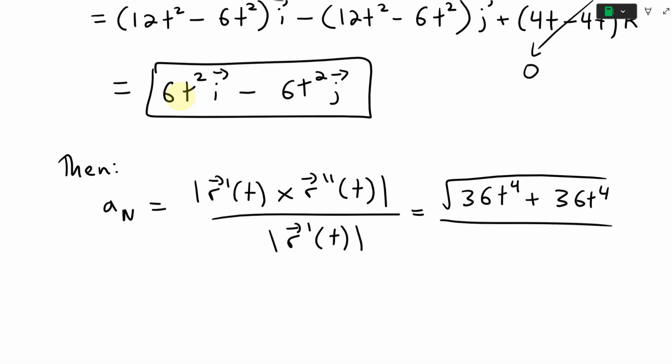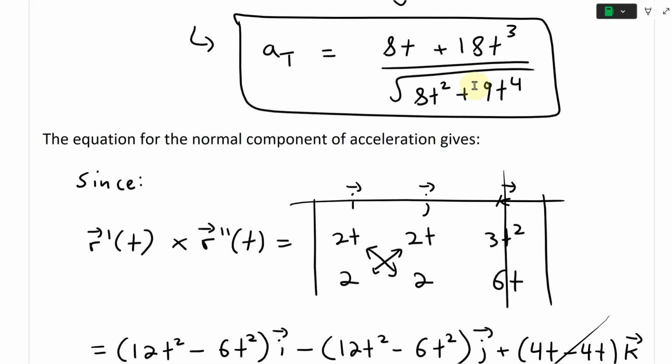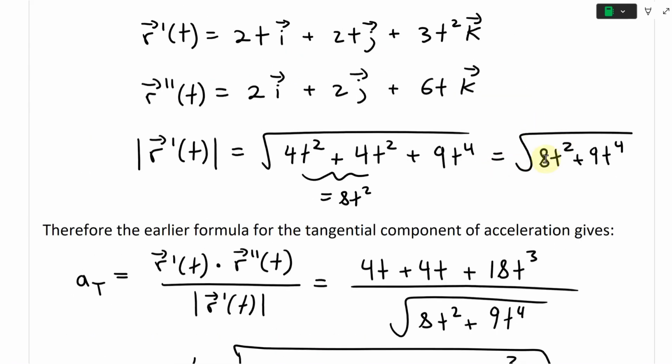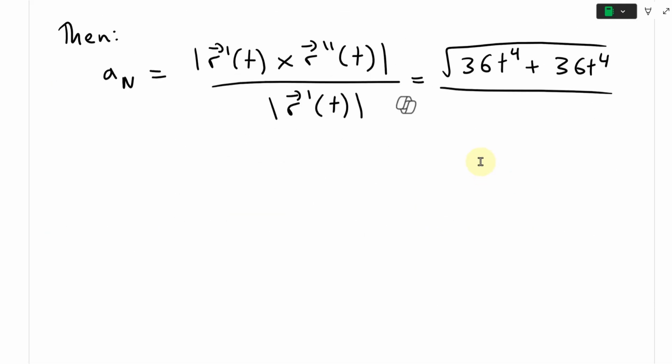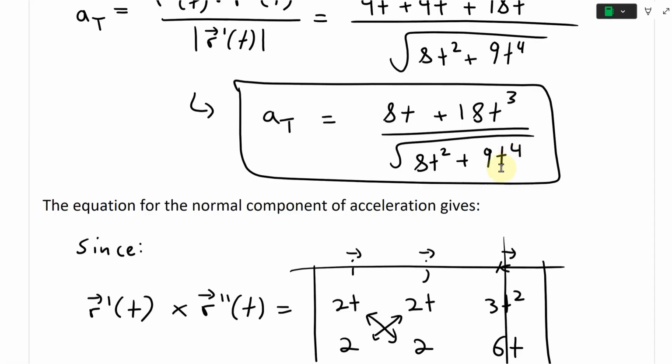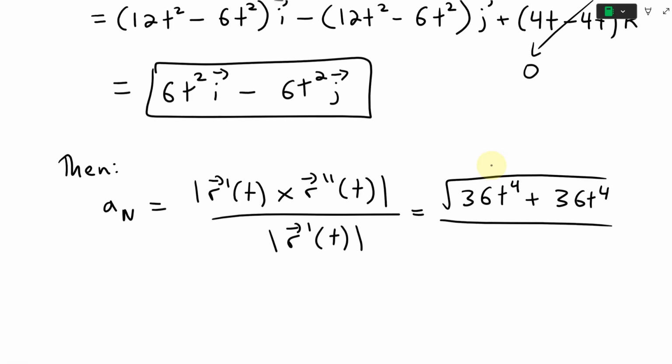Then divide this all out by the magnitude of r'(t), this part right here, so the speed. So it's going to be the square root of 8 squared t squared, plus 9t to the 4. So we're going to get the square root of 8t squared plus 9t to the 4.